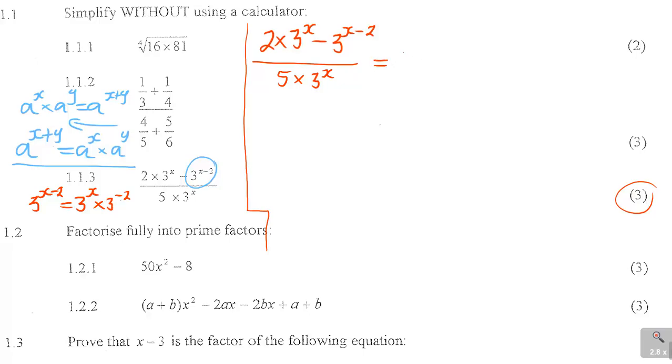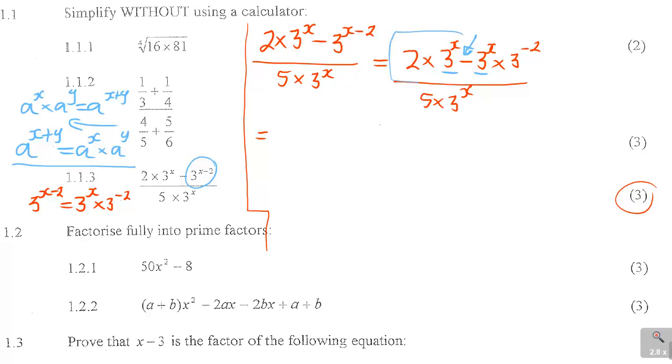So this will be equal to 2 times 3 to the power of x minus 3 to the power of x times 3 to the power of negative 2, over 5 times 3 to the power of x. Now what you're going to do then, you have to factorize, and you can see 3 to the power of x is common on top, and we have a negative sign. So that negative sign means we have got this part separate from that part. So that's why I'm saying we have to factorize at this stage.